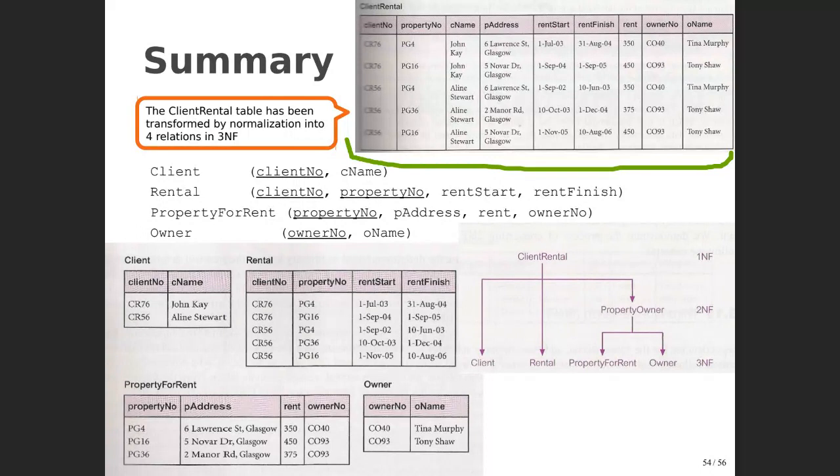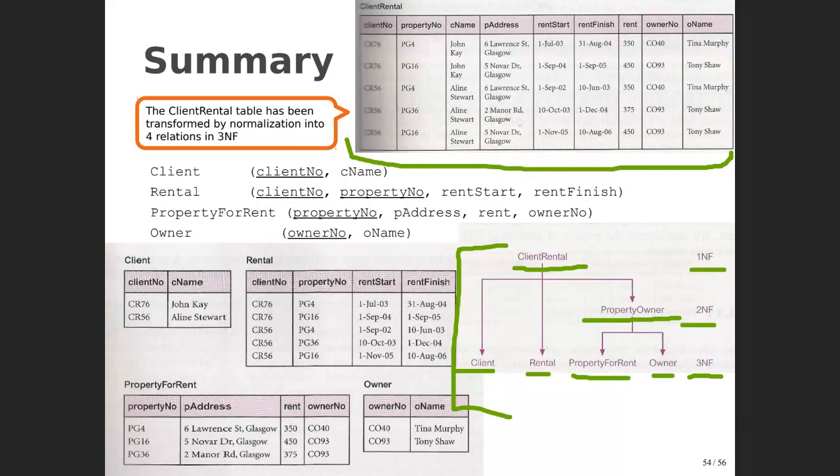Then after normalization, in the first normal form, it becomes client and rental. Second normal form, it becomes property, owner, and client rental. Then third normal form, it becomes four separate relations: client, rental, property for rent, and owner. Okay, so this is the process of normalization. This is a summary about normalization, and these are the normalized relations in third normal form.